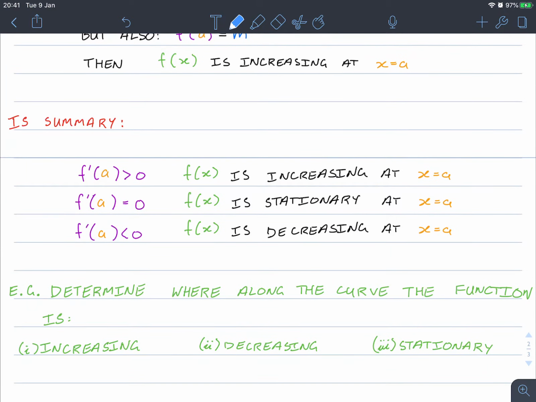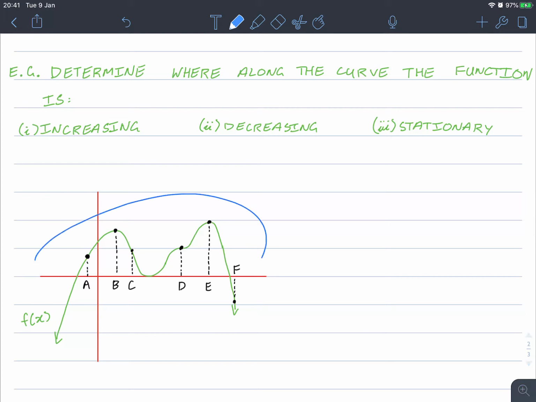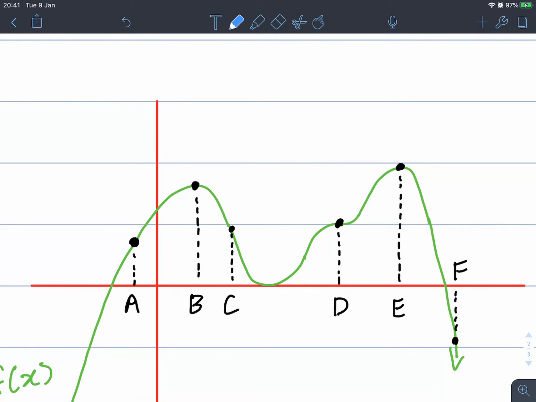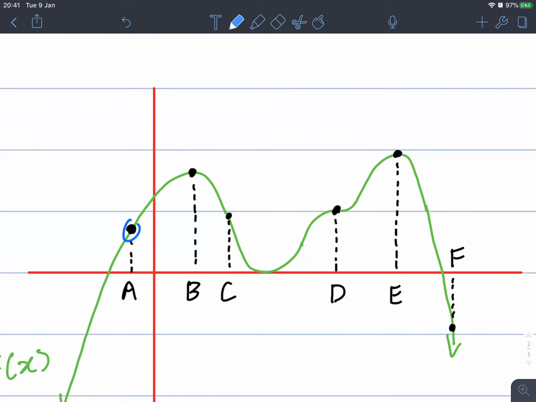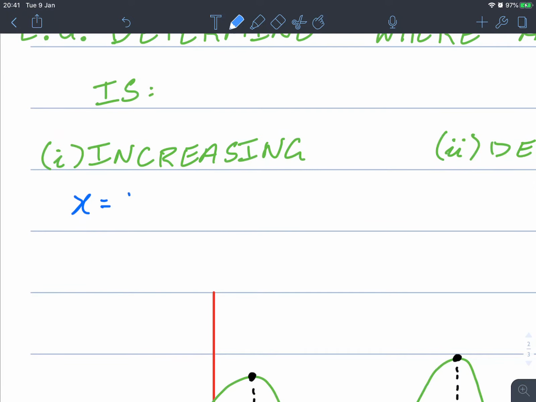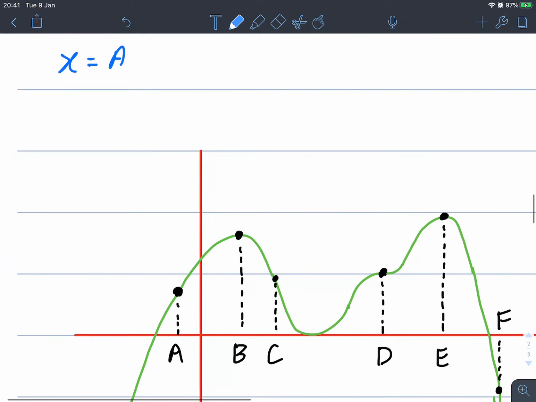So let's do a few examples to really get our understanding going. Let's determine where along this curve the function is increasing, decreasing, or stationary. So let's get to it. Let's just go from left to right. How we do it is, at this point here, we just draw a tangent passing through that point, and we notice that that tangent has a positive gradient. And a positive gradient means it is increasing. So at this point here, at x equals a, it is increasing.